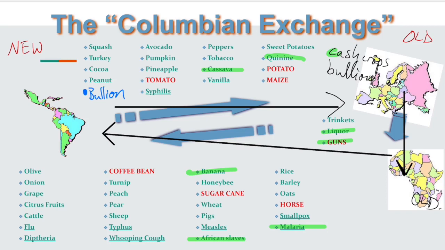Okay. In our next video, when we get back, I'm going to cover the transatlantic slave trade and the differences between Old World slavery and New World slavery before we move on to the African diaspora.